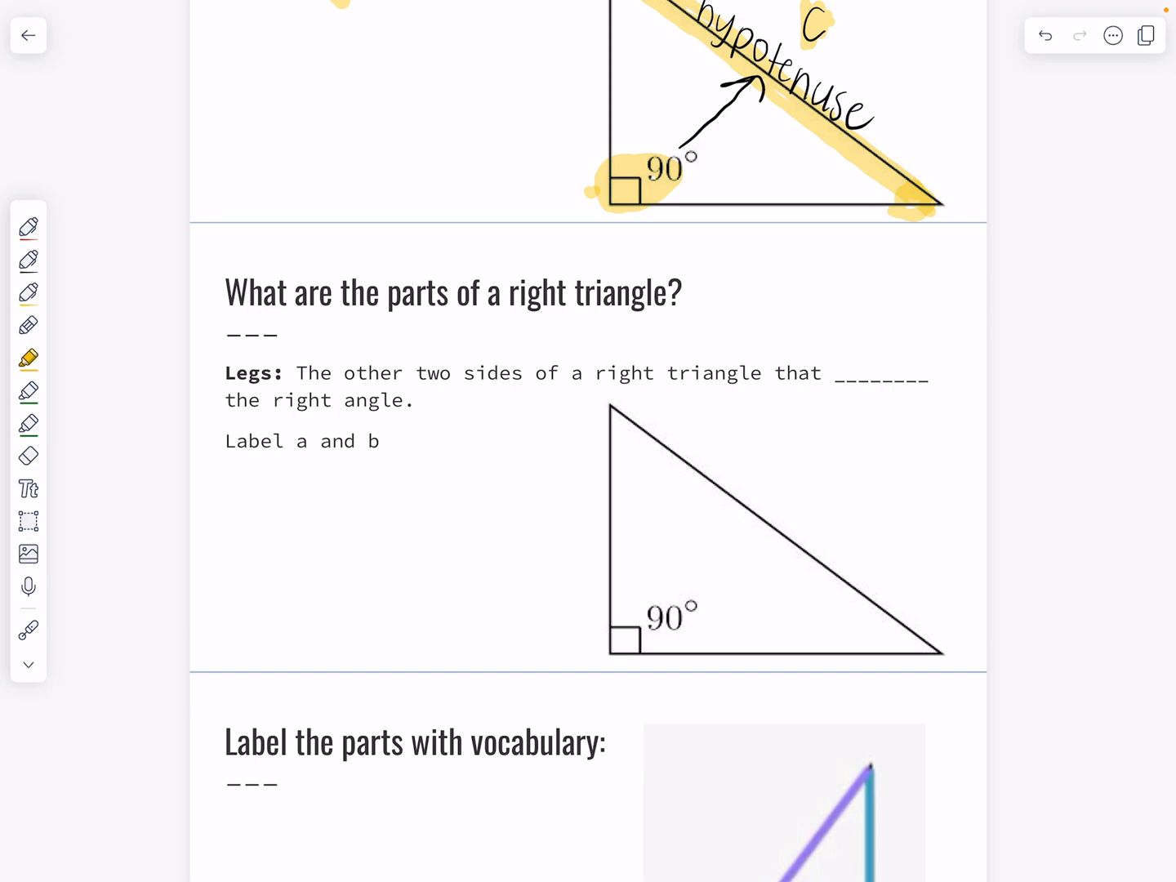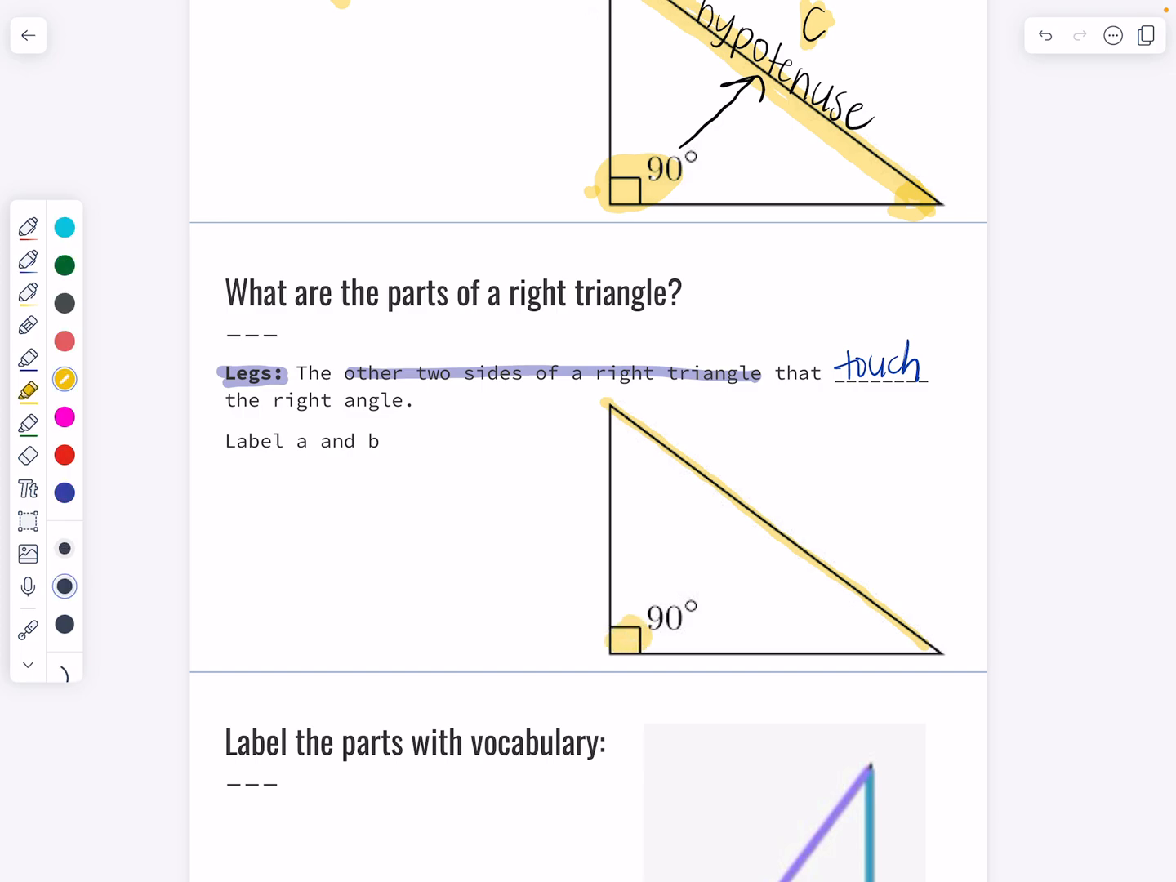What are the other parts of a right triangle? The other parts are going to be the legs. So if this is my hypotenuse, what are the other two sides called? The other two sides are going to be called the legs. The two sides that touch the right angle are going to be the legs.